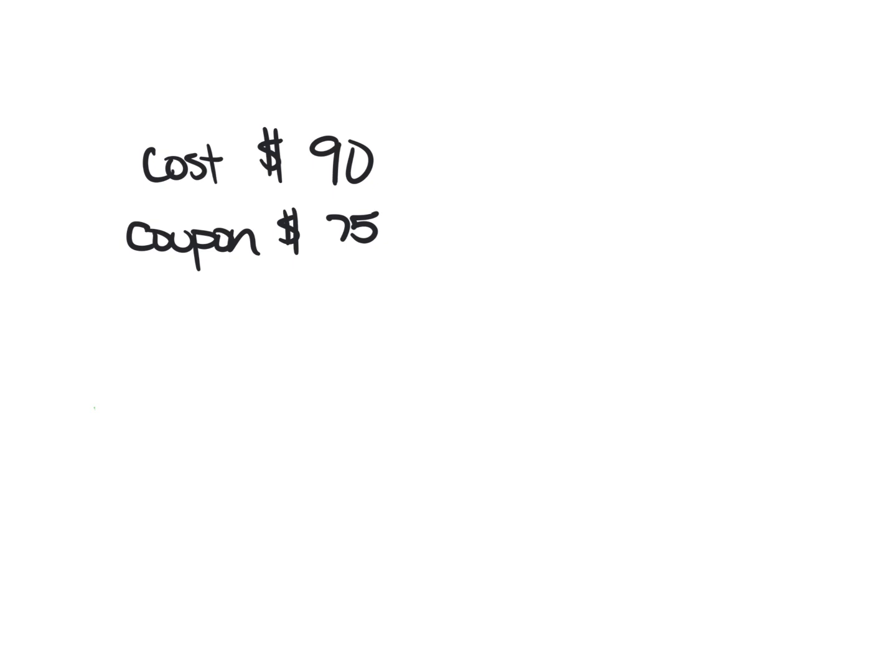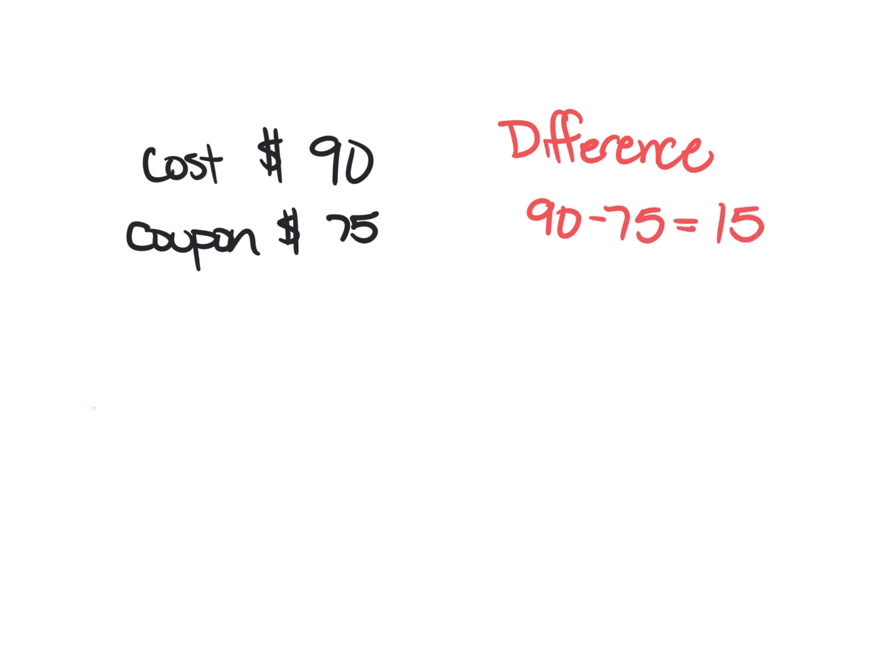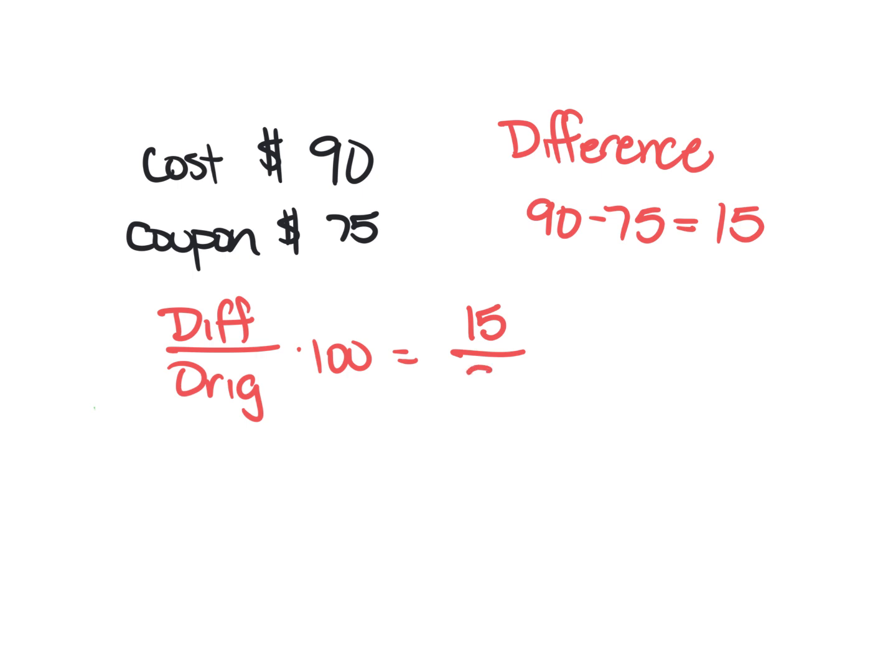So to find the percentage, we're going to find the difference between the two. We've got to figure out how much money we took off. So the difference between the two, we're just going to go 90 minus 75, and we get 15. So we take the difference divided by the original, or the cost in this case, and times it by 100 to turn it into a percent. So the difference was 15. They were originally on sale for $90, and then we're going to times that by 100.